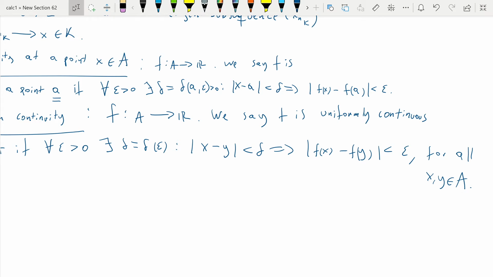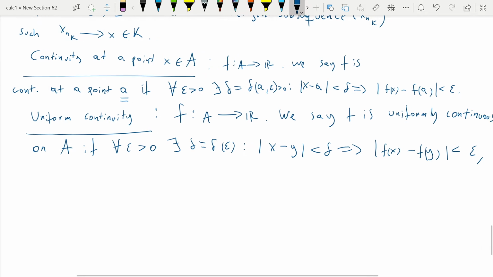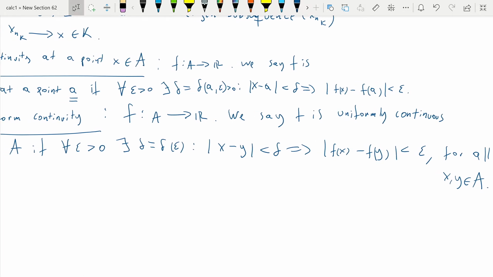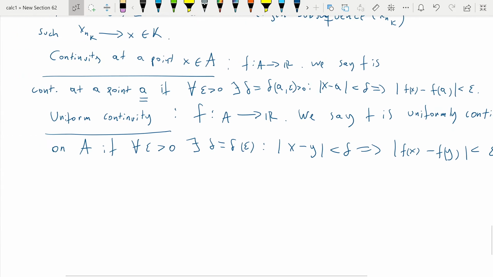But more than that, notice here that this delta doesn't depend on anything, doesn't depend on x, y, or anything else. So that's what makes the concept of continuity here stronger when we talk about uniformly continuous functions, because the same delta will work for every point inside the domain.